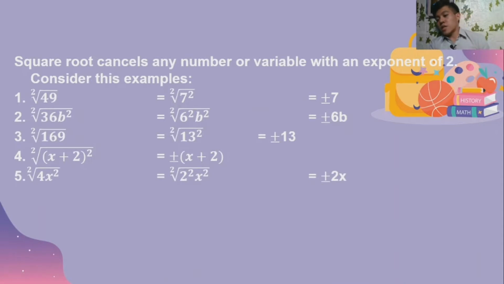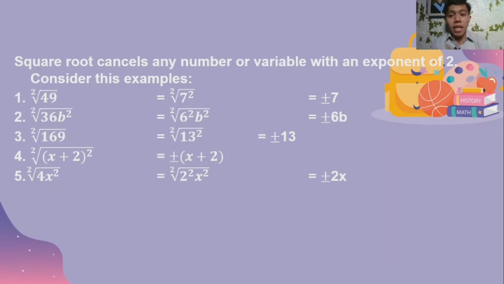Okay, so let's say, square root of 4x squared. Similar lang ito dun sa may number 2 natin. Okay? So, think of a number that when you multiply by itself twice, the answer is 4. Anong number yon? That is 2 times 2. Diba? So, 2 times 2 is also 2 squared.